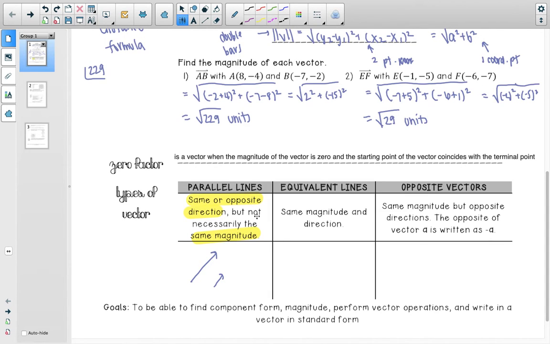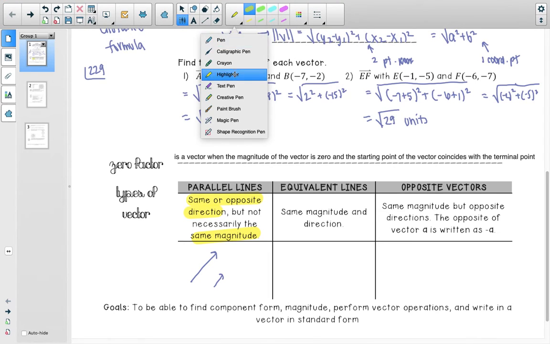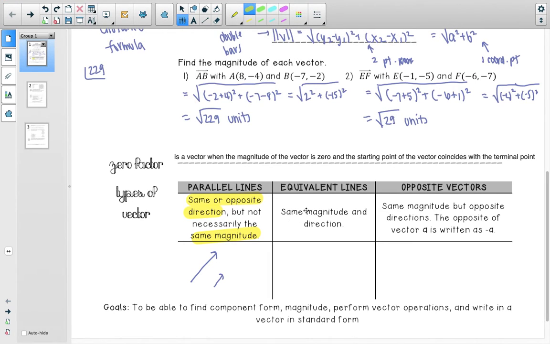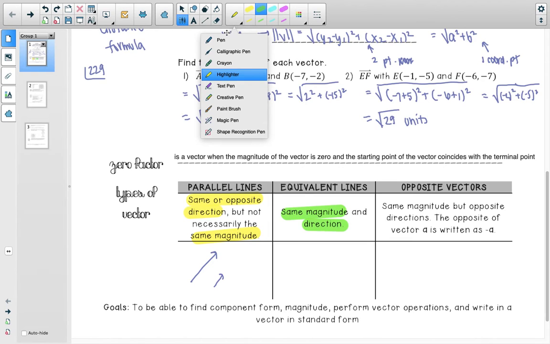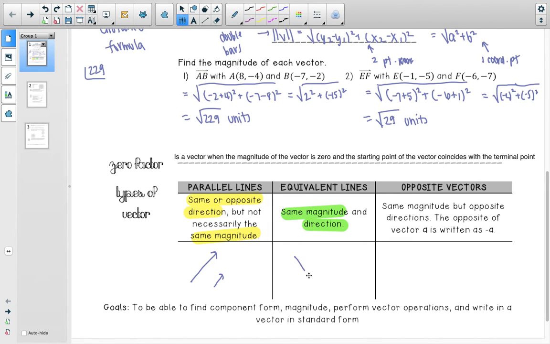Equivalent vectors have the same exact magnitude and direction, meaning they're set in the same way, and the length of that line segment is the same. So if we're heading this way, it's also heading this way somewhere. It doesn't have to be in the same location, but it's the same length, same direction.